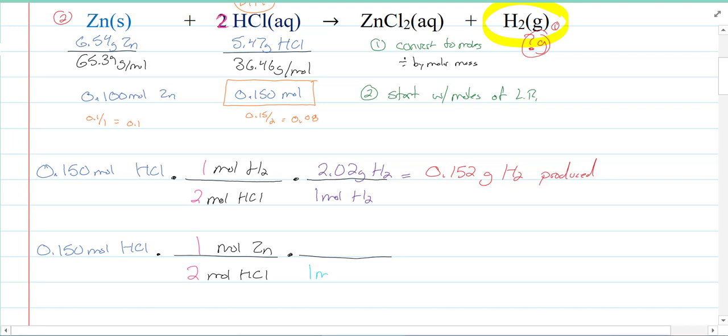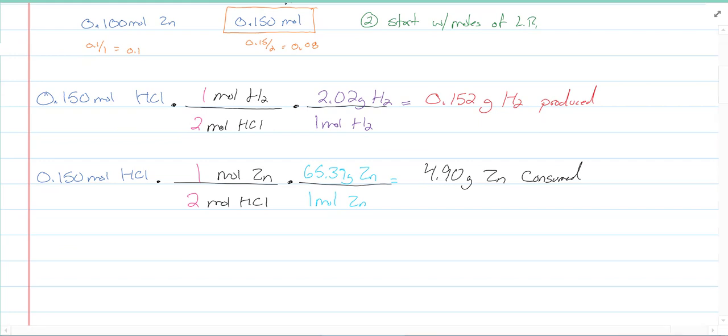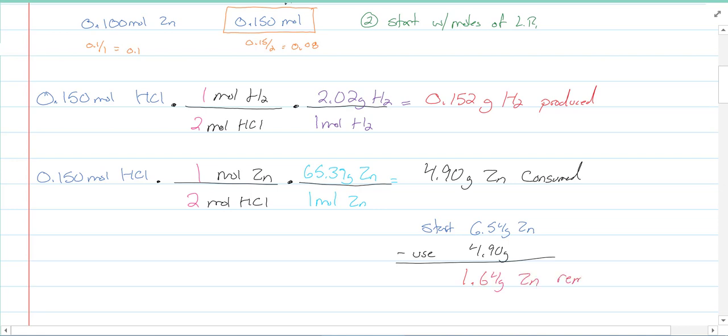We know that 1 mole of zinc is 65.39 grams of zinc. So that gives us 4.90 grams of zinc consumed or reacted. So we start with 6.54 grams of zinc. We use 4.90 grams. So that leaves us with 1.64 grams of zinc remaining.